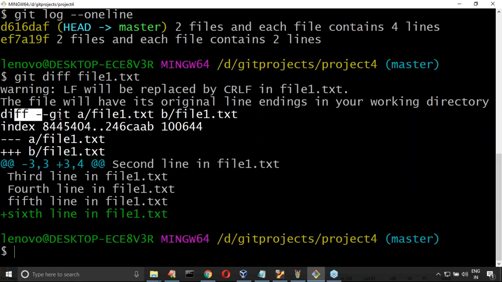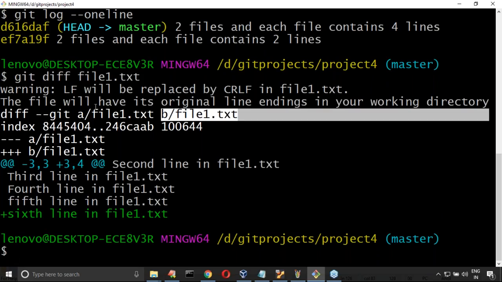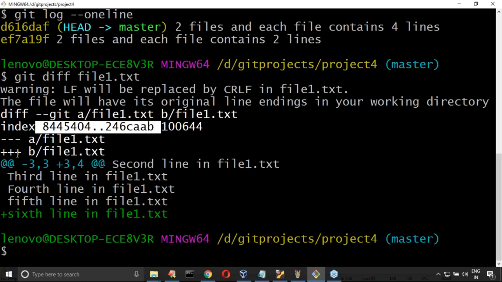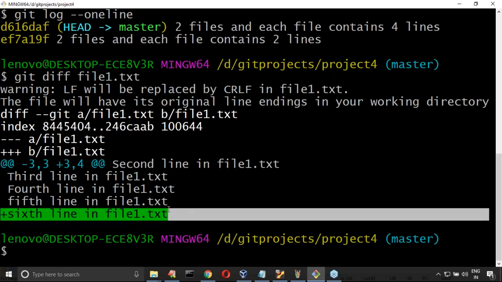What is the meaning of diff? What is the A? What is the B? Don't think A and B are directly related. No, A is the source version and B is the destination version. It is the index. Next, what is the meaning of this? Which line is extra there in the destination copy? Which is the destination copy? You should have clear clarity about this one.